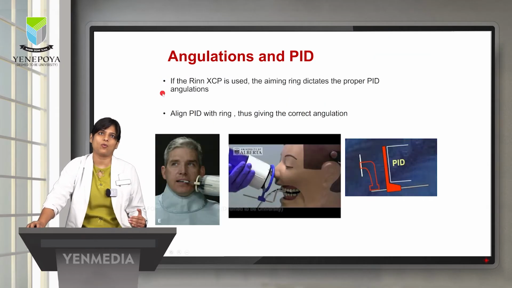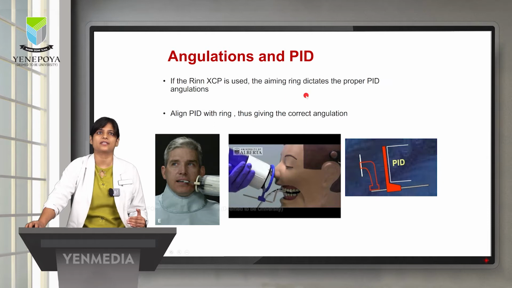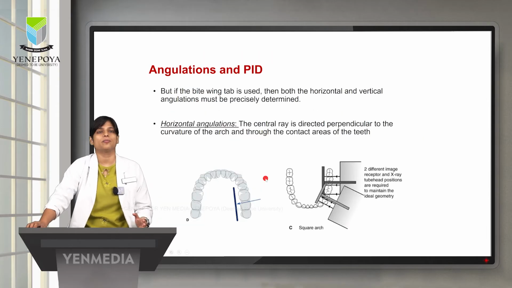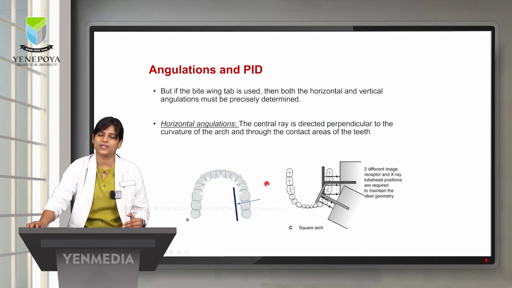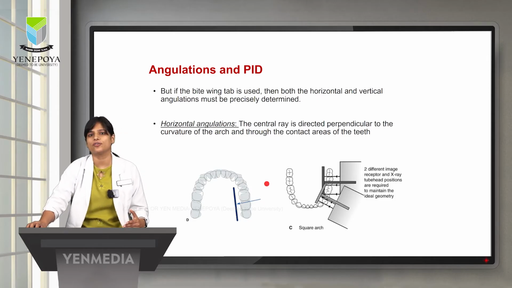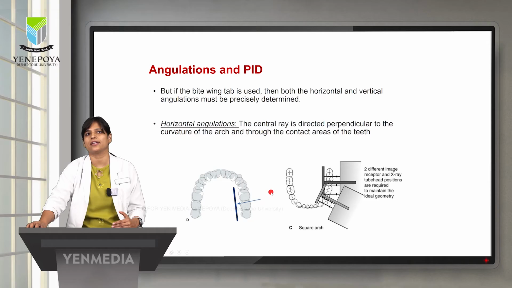So what is the angulation and PID? Like I said, if the RINN XCP is used, the aiming ring dictates the proper PID angulation, as you can see over here. In a few more examples, the PID is very easily put into the same alignment with the aiming ring. In the bitewing, the angulation is important. So what are the two angulations we take into consideration? The horizontal angulation and the vertical angulation.